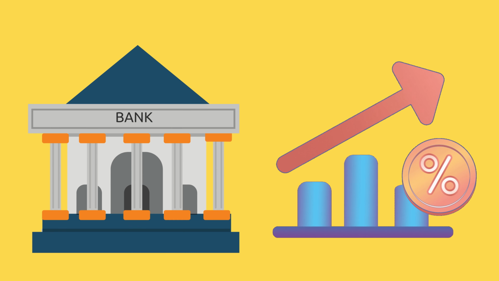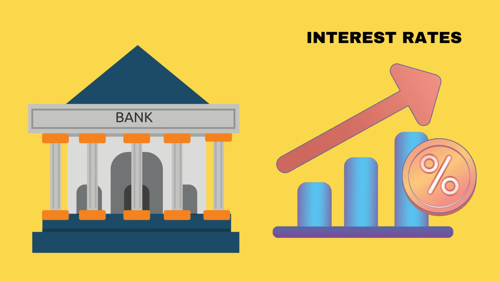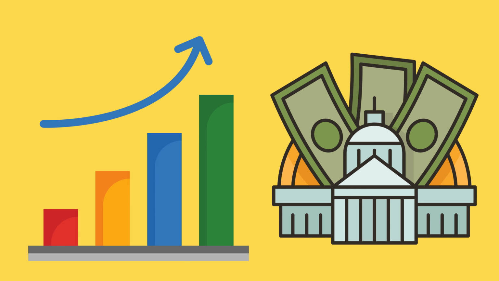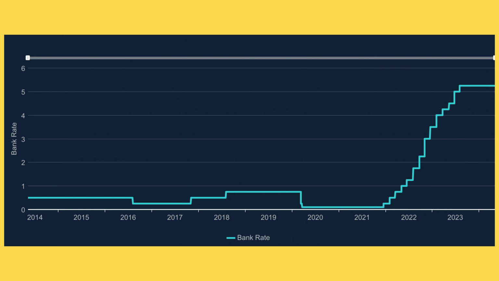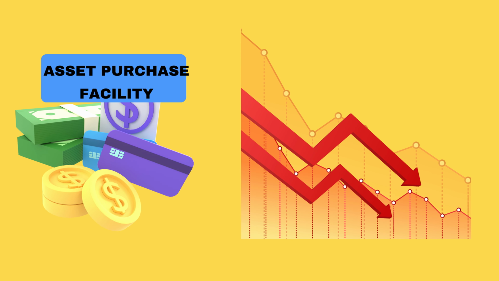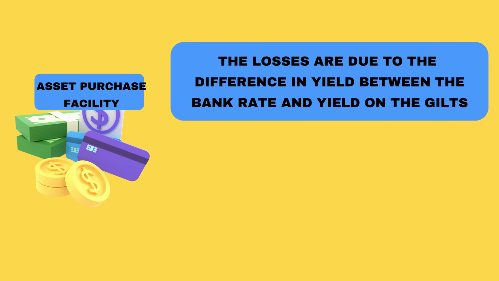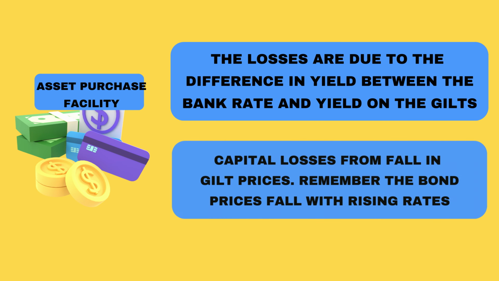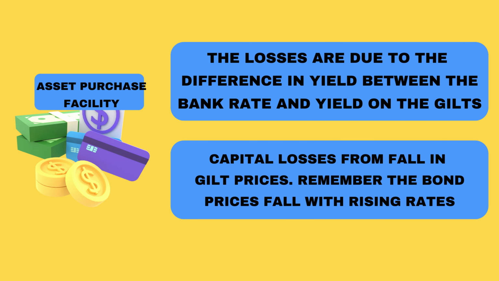Higher inflation means the central banks had to raise interest rates to combat rising prices, which directly affects the cost of servicing government debt. The Bank of England raised its interest rates from 0.5% to 5.25%. With the bank rate at 5.25%, the APF is now facing significant losses. These losses are composed of the differential between the bank rate and the interest on the gilts, as well as capital losses due to declining bond values.